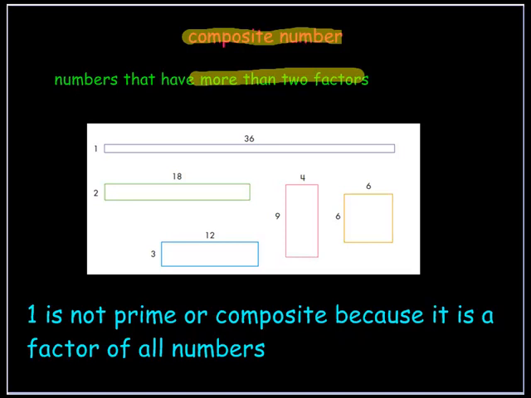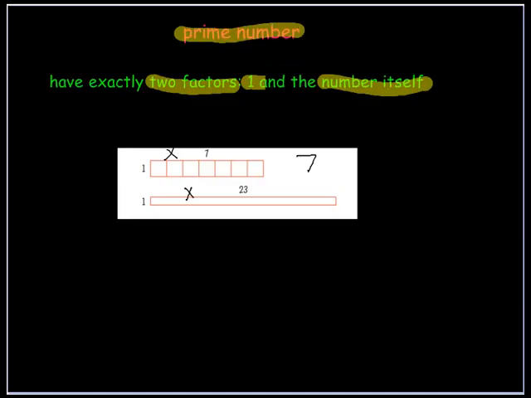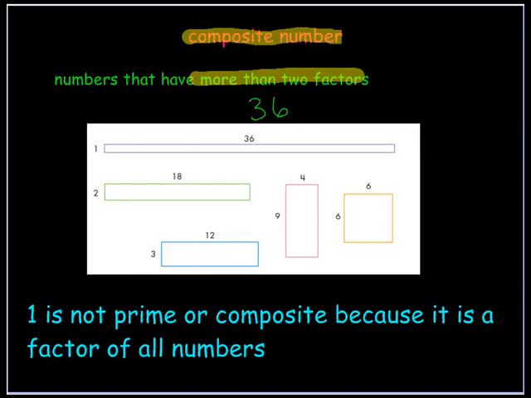The number 36 is the number we're talking about in this particular example. Look at all the ways you can make 36. You can do 1 times 36, 2 times 18, 3 times 12, 9 times 4, 6 times 6. Look back at the last one. There was no other way to make 7 except for 1 times 7, which made it a prime number. 36, however, could be made several different ways, so it's a composite number.